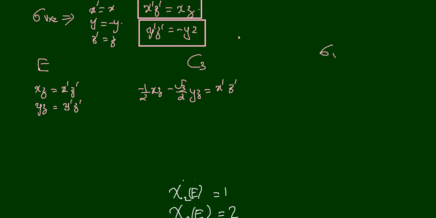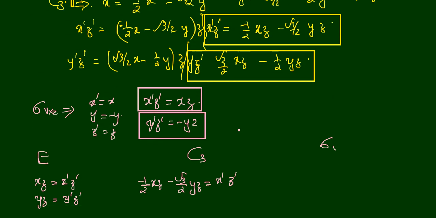You have this equation here, minus half xz minus root 3 by 2 yz, and what is y dash z dash? That is root 3 by 2 xz minus half yz is equal to y dash z dash.